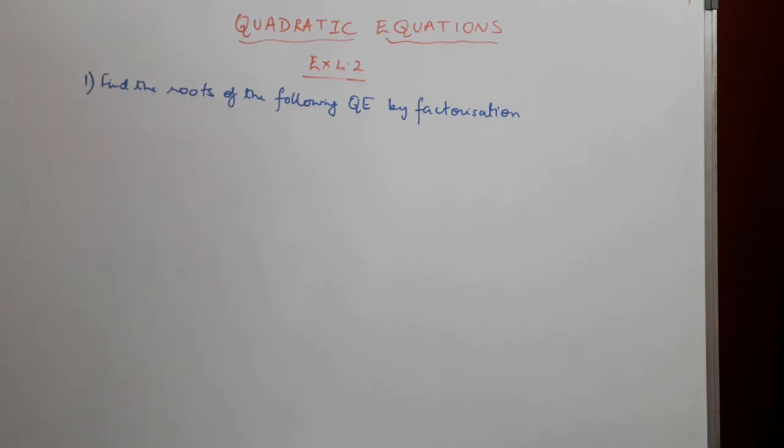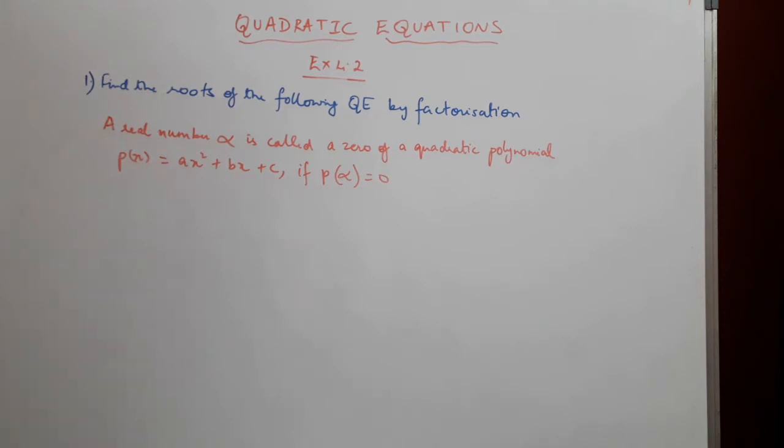For that we will need to have a recap of what are the zeros of a quadratic polynomial. So a real number alpha is called a zero of a quadratic polynomial p of x equal to ax square plus bx plus c if p of alpha is equal to 0.